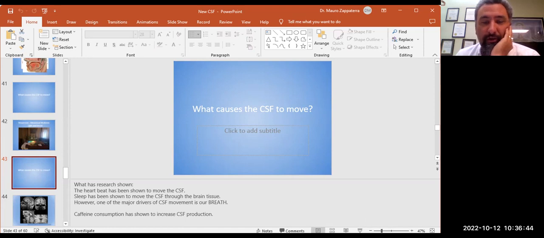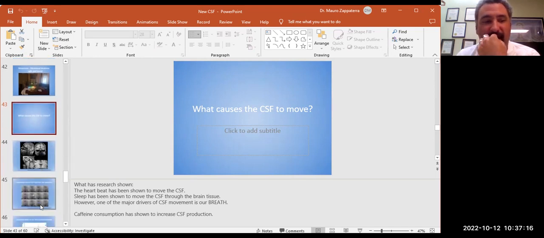But what we also know is that there's a lot of research that has been done. So the heartbeat can cause the cerebrospinal fluid to move. And movement, things like yoga, singing, dance, any vibrations, sound can cause the cerebrospinal fluid to move. But one of the great movers of the cerebrospinal fluid is our breath. And this is actually very powerful research that has been done.